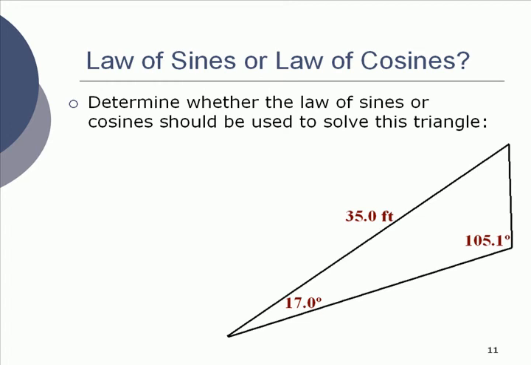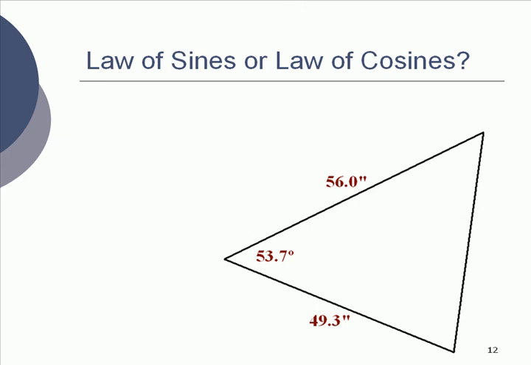What have you got? It's angle, angle, side, right? Angle, angle, side. We got two angles and a side that's not between them. And since you know the 105.1 degrees and the opposite side of 35 feet, you would use law of sines. That's right. Next one.